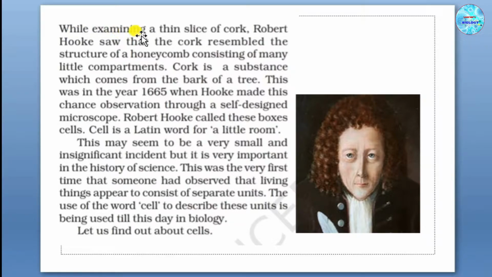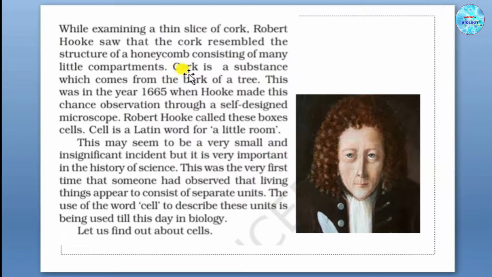While examining a thin slice of cork, Robert Hooke saw that the cork resembled the structure of a honeycomb which consists of little compartments. In the year 1665, he found out that the cork of a tree, a substance which comes from the bark of a tree, consists of little compartments. Hooke was able to see this observation through a self-designed microscope.